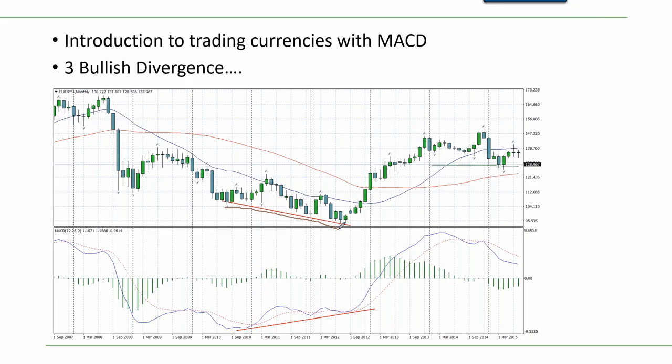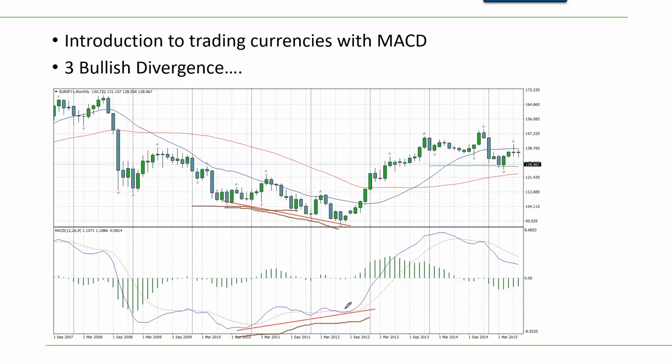So here we go. This is an example of bullish divergence. What have I got here? This is the euro yen chart. Let's get the pen up there as always, so I can draw with it. This is a monthly chart. It's a big old chart, covering years.